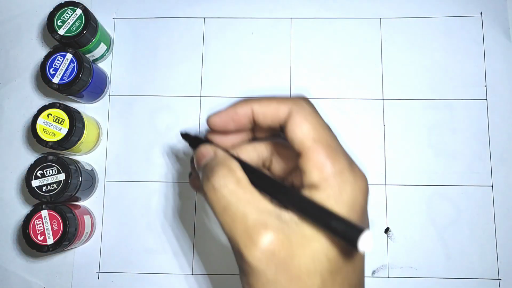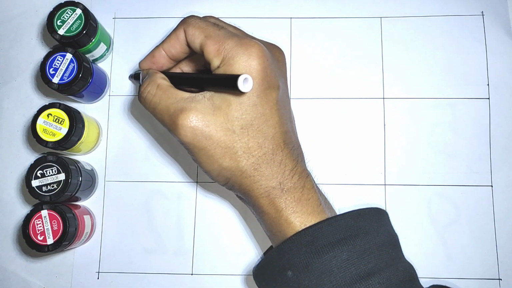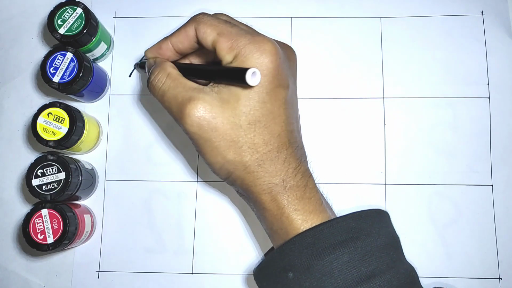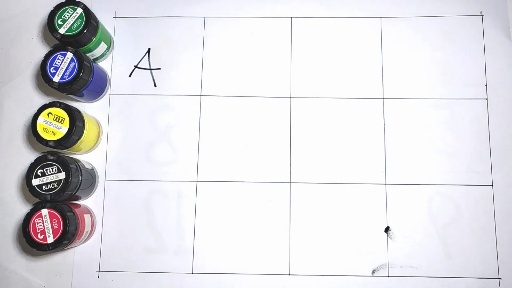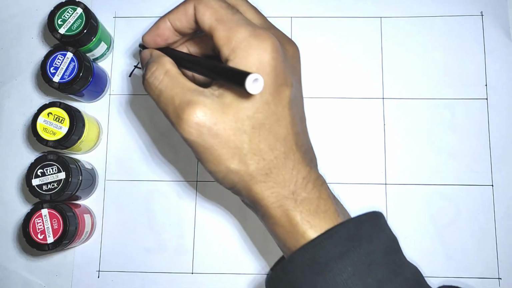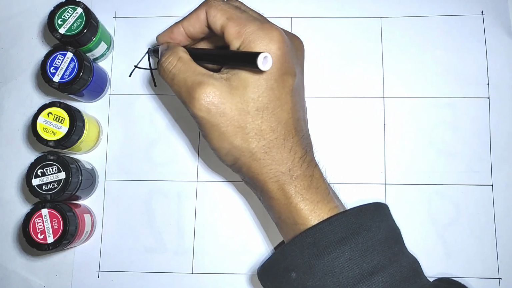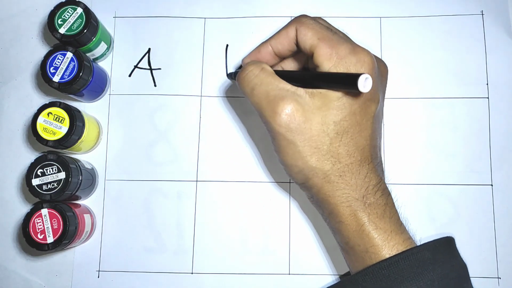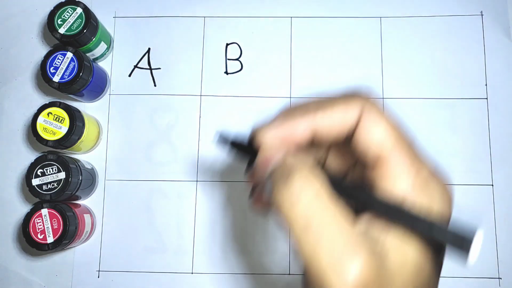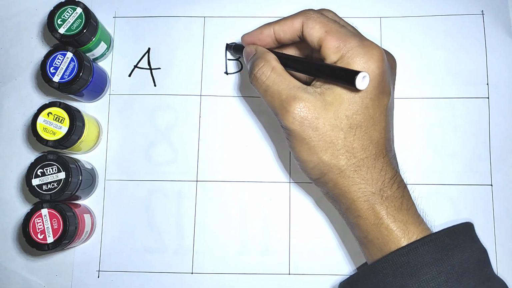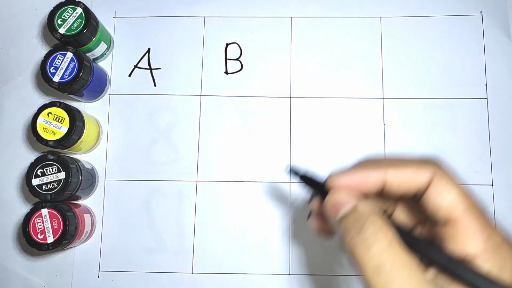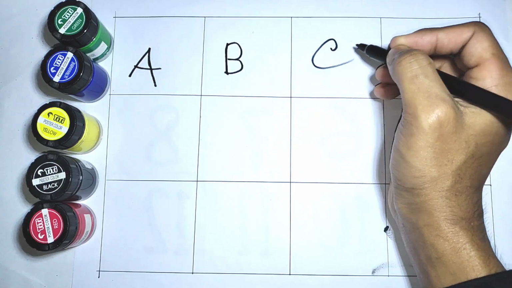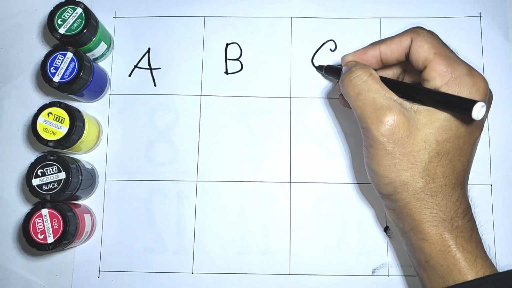First we draw alphabets. Now we draw capital letter alphabets A. A for apple, A for ant. The next one is B. B for ball, B for bat. Kids, the next one is C. C for cat, C for cow.